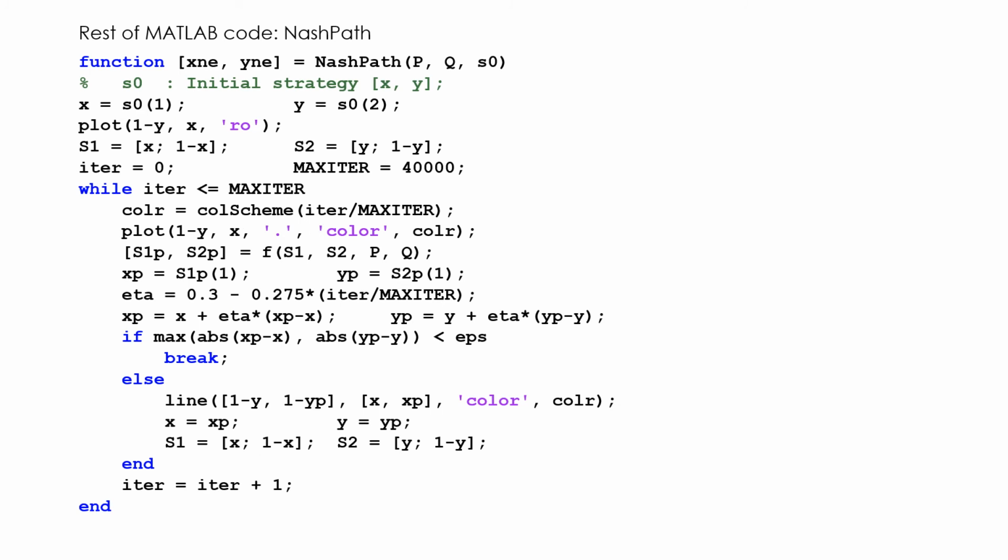Here is the function Nash Path, and it takes small steps along the blue lines that you saw earlier. And so you have to give it as arguments the payoff matrices and an initial starting point S0, which is x comma y. And next we'll see what this produces. Note that this is optimized for visual clarity, not for speed. So it takes a huge amount of time to compute.